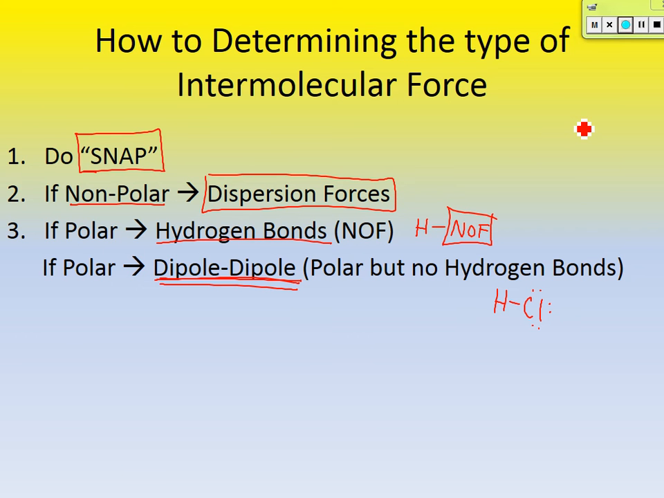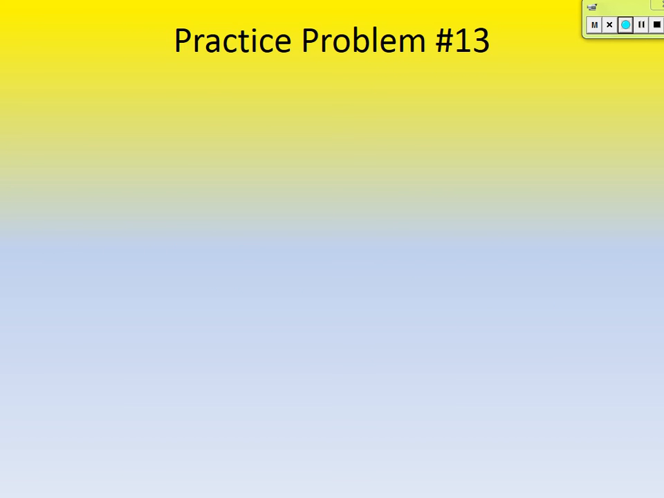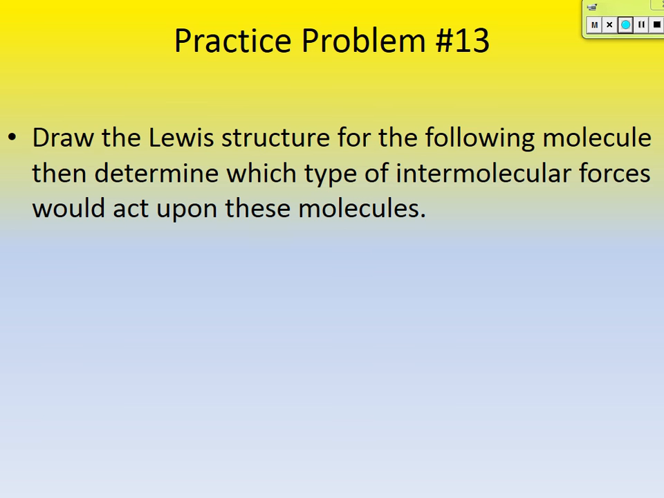Okay, so what I've got now, guys, is some practice problems. We're going to go through a couple together, real slow. You're going to get the hang of this, and by the end, hopefully you're able to do it on your own. So practice problem 13, let's go there. It says, draw the Lewis structure for the following molecule, then determine which type of intermolecular force would act on it. The molecule in practice problem 13 is water, the most famous molecule ever.